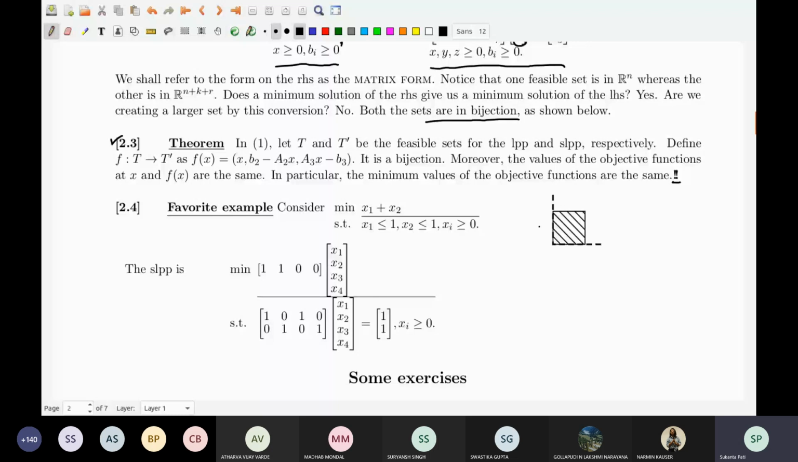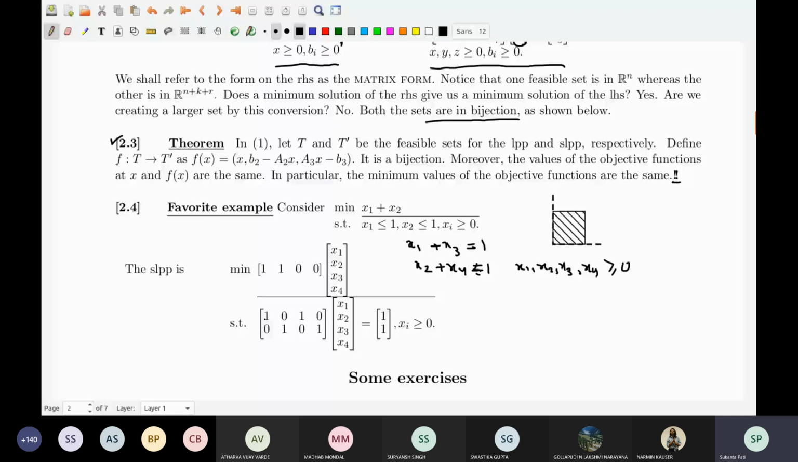Anyway, right now what is the standard form in the matrix form? Now in the matrix form, because x1 was less than equal to 1, that particular equation will be replaced by something like x1 plus x3 equal to 1. x2 was less than equal to 1, so that will be x2 plus x4 equal to 1. And then now you have x1, x2, x3, x4 all greater than equal to 0. So then the SLPP will be minimize x1 plus x2 subject to, in the matrix form, x1 plus x3 equal to 1, x2 plus x4 equal to 1. So this is in the matrix form. That is how we have got.